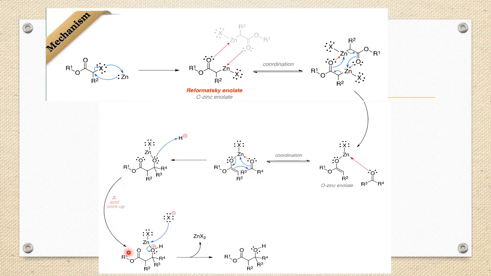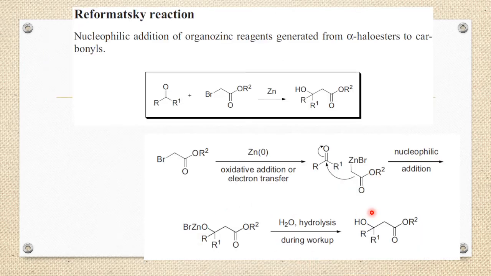This on acidic workup will break this O-zinc bond, and zinc will be formed as a zinc halide as a byproduct, and you get a beta hydroxy ester. So Reformatsky reaction basically is a nucleophilic addition of organozinc reagents generated from alpha haloesters to carbonyls. This again describes the same reaction in a different format.